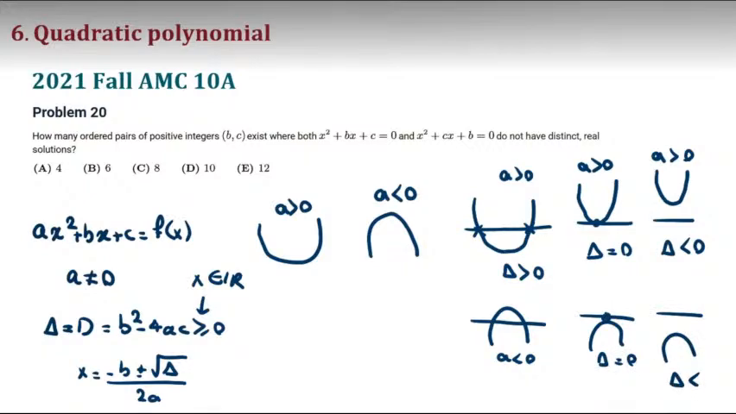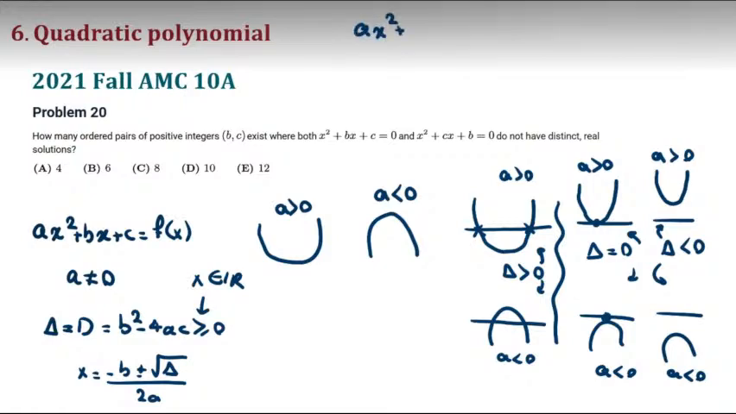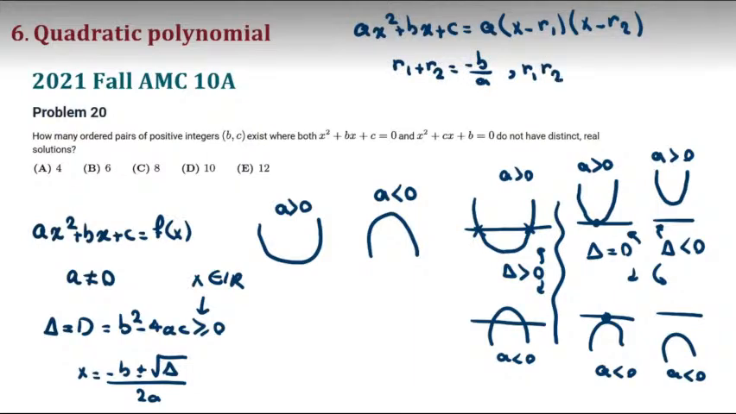All of them are for a negative, so let's consider it's negative. And this delta is for both of them. Another thing that is useful: if you have, for example, roots, ax squared plus bx plus c equals a times (x minus r1) times (x minus r2). Roots are r1, r2. Then r1 plus r2 is negative b over a, and r1 times r2 is c over a. So we have these ideas in the quadratic polynomial.